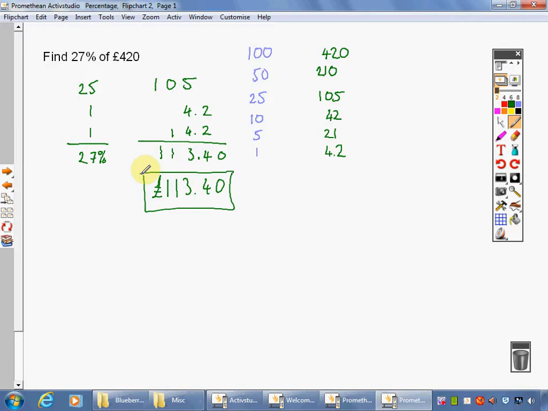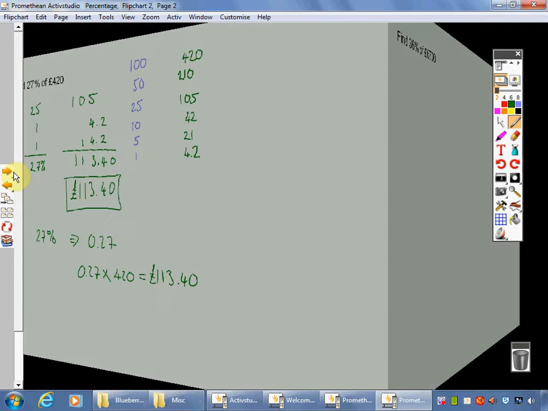If I had a calculator for this question, I would say that 27% is the same as 0.27, and I'd multiply 0.27 by the amount, which is 420. Do that on the calculator. Lo and behold, £113, 40 pence. Okay, hope that's fairly straightforward. So always you find 100, 50, 25, 10, 5, 1, and then build your amount up out of the bits you've already worked out. Okay, we'll scroll the board on.